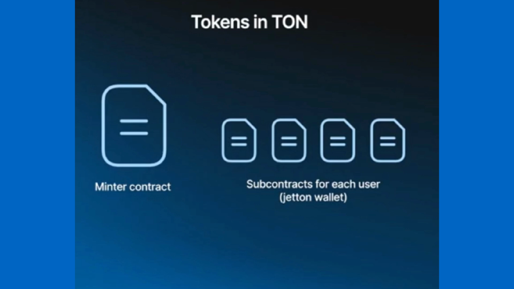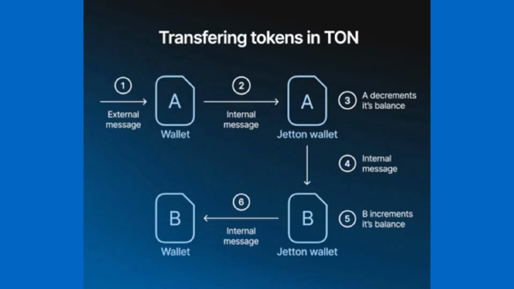Now, what is the TON approach? In TON, tokens are implemented as distinct contracts, one contract per user plus a separate minter contract that provides the interface for creating new units of the token. The contracts per user are called Jetton wallets. The job of those Jetton wallets is to hold the balance of a token for each individual user.